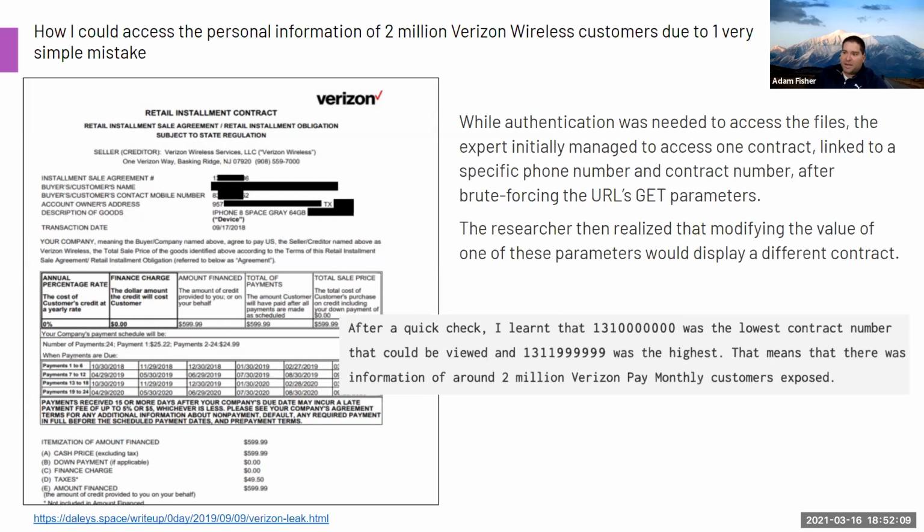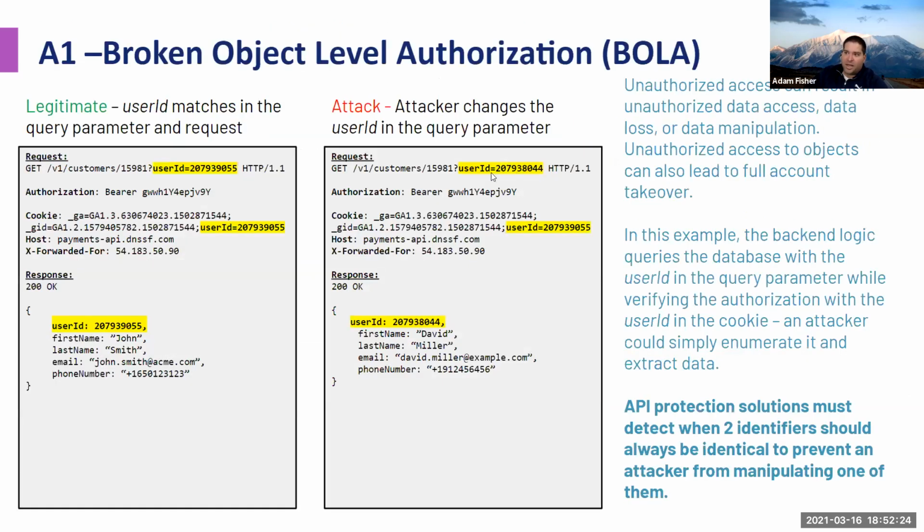So there was nothing. Think about this in the traditional web application world. This would have to be like a select star from contract table or something, and you have to dump the database with all this information. Here in an API world, where it says user ID, this was contract ID, and he enumerated the contract IDs and walked out the front door with the data.